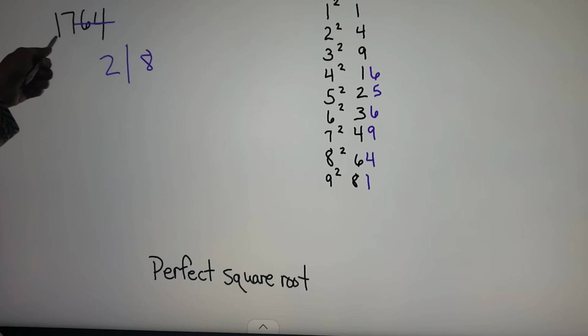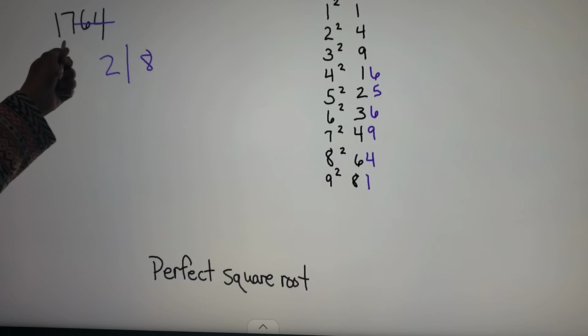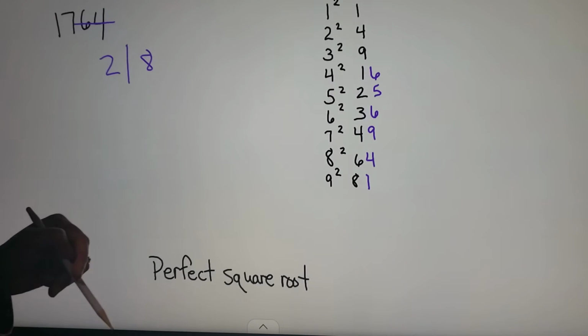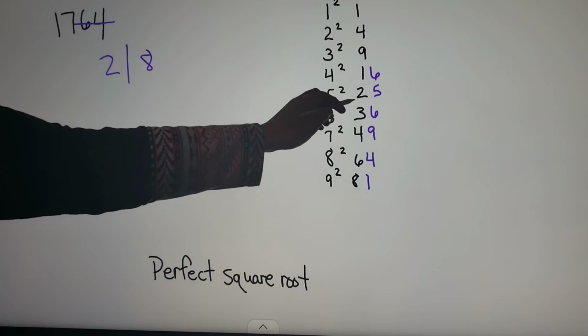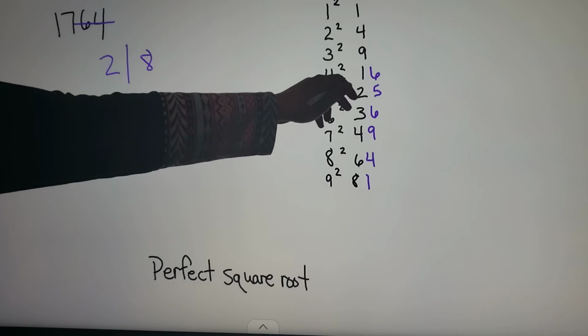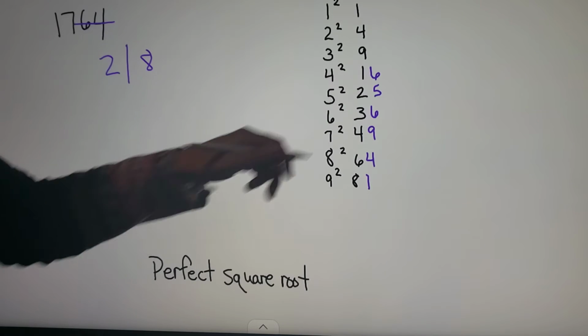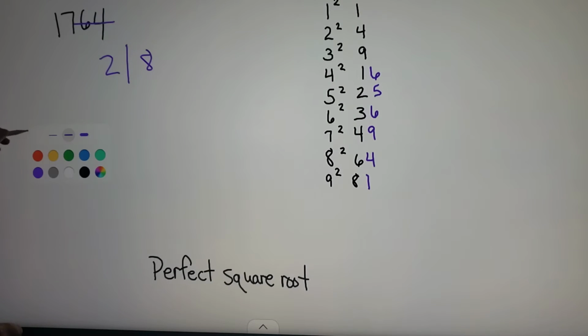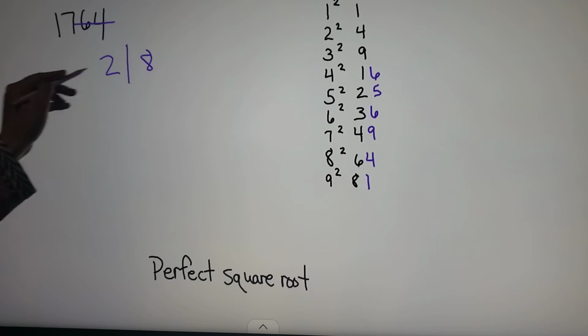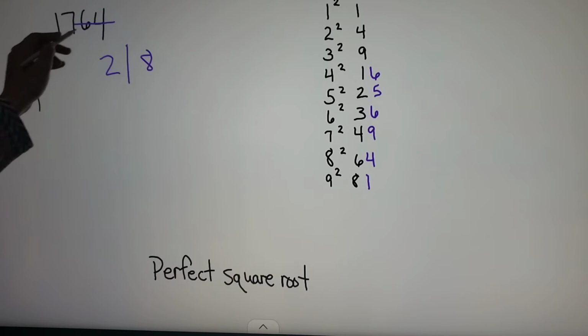And then we're going to come over here and look for the closest square root to 17 without going over. So it looks like 16 right here is closer to 17, because 25 will go over 17. So over here, the square root of 16 is 4. Then we go back and finish this here.